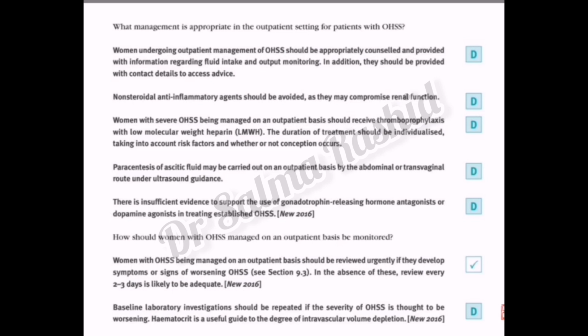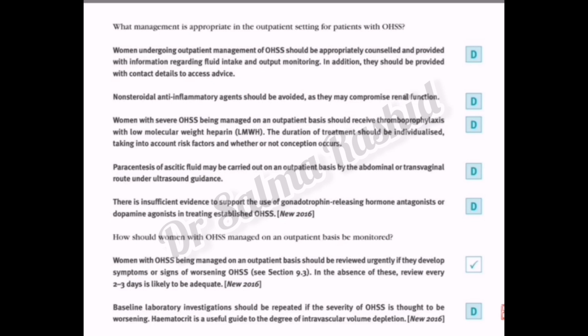Paracentesis of ascitic fluid may be carried out on an outpatient basis by the abdominal or transvaginal route under ultrasound guidance. There is insufficient evidence to support the use of gonadotropin releasing hormone antagonists or dopamine agonists in treating established ovarian hyperstimulation syndrome.